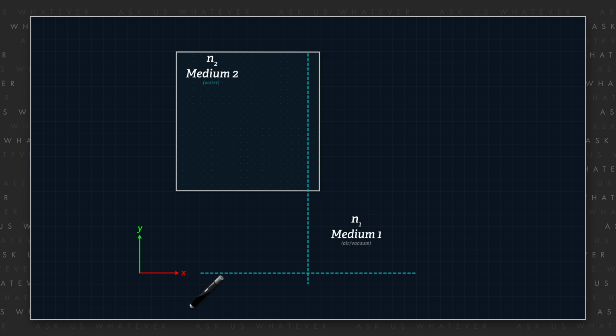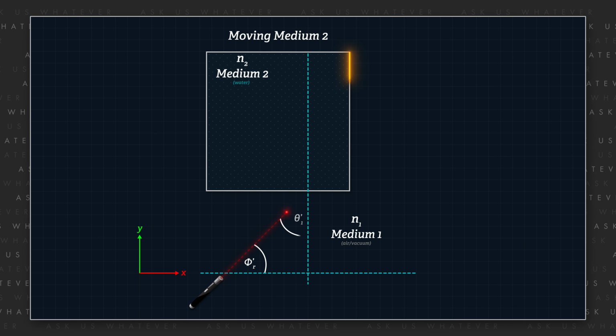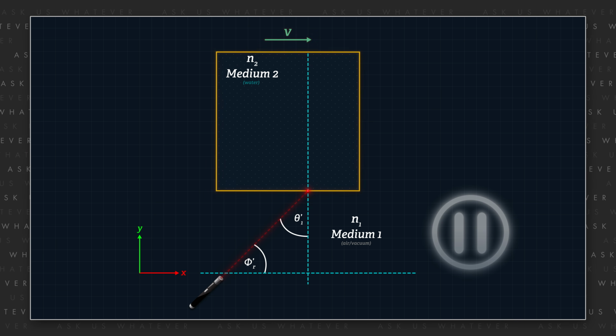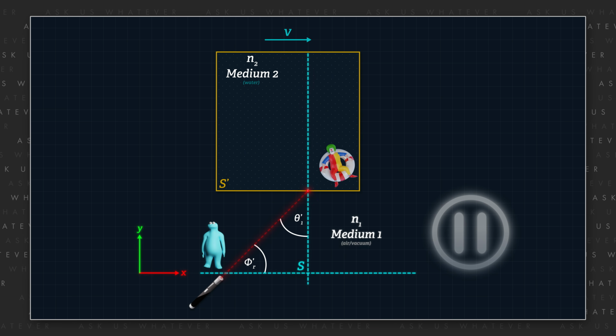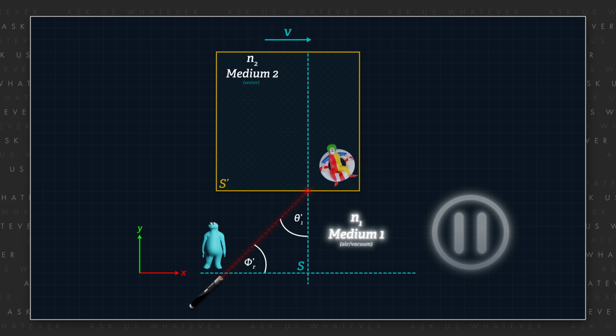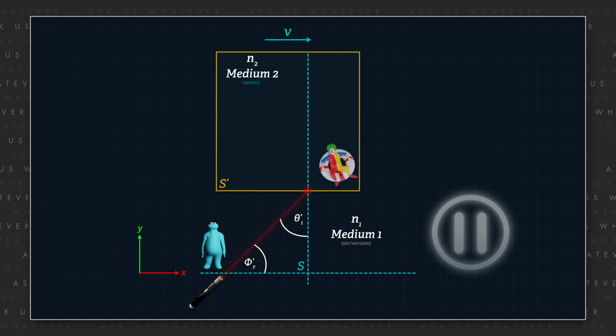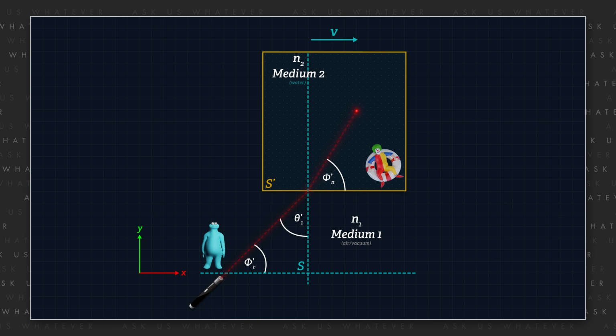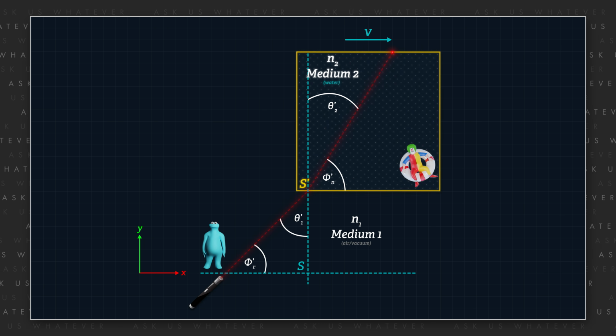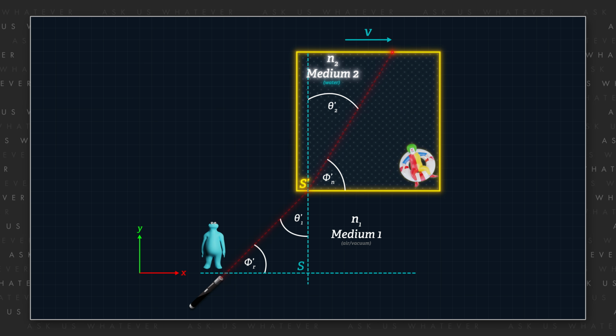Let's say that the refractive medium represents moving frame S prime, and we'll place observers in both frames S prime and S. When light strikes the interface between refractive medium 1, which we will say is in frame S, and refractive medium 2, which we will now say is in frame S prime, Snell's law will cause the direction of the light signal to change as described. And once that occurs, we can focus on the new angle, phi prime sub n, as the angle light will travel through frame S prime.